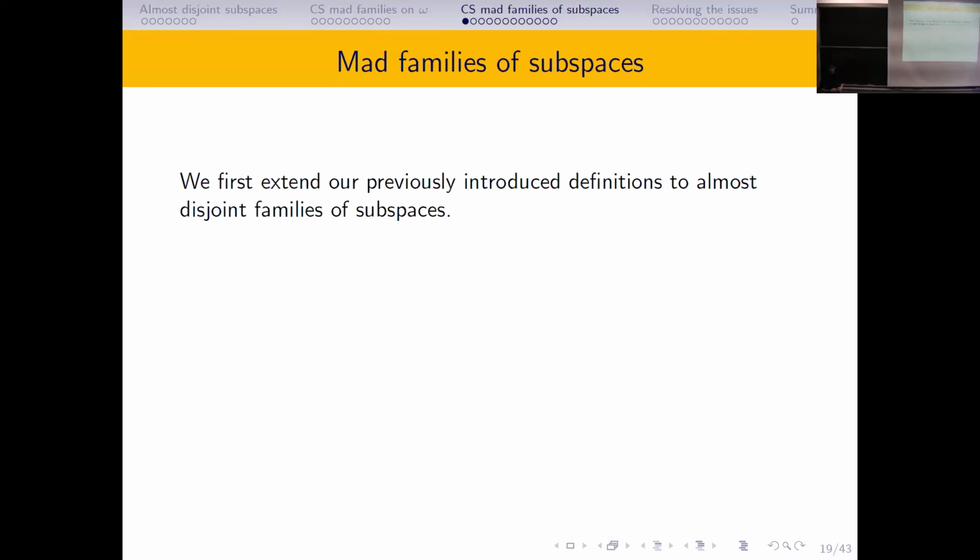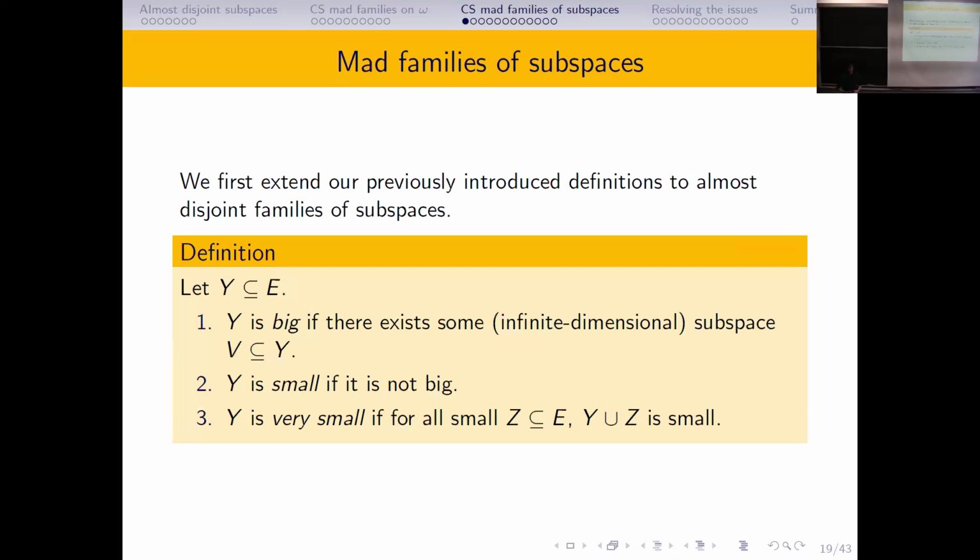But before that, unfortunately, I have to define even more things. In the case of omega, there's infinite versus finite. So the natural comparison for vector spaces is whether it contains an infinite dimensional subspace or it doesn't. But it turns out that this is actually not the best comparison, and I'm not a very creative person, so let's just call it big and small, okay?